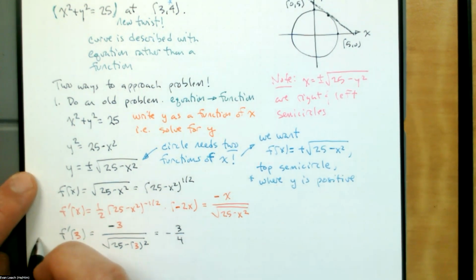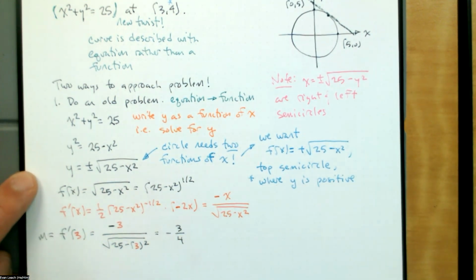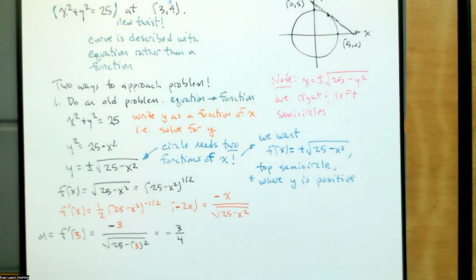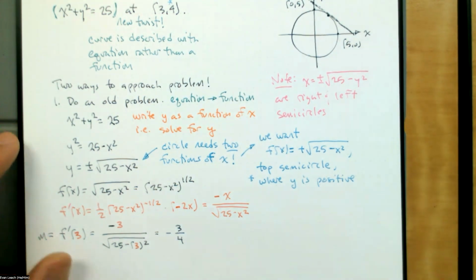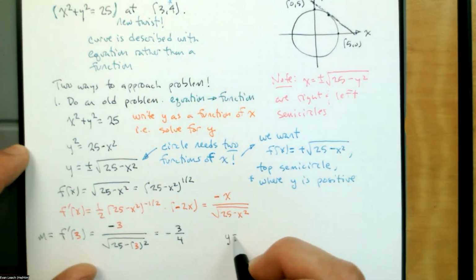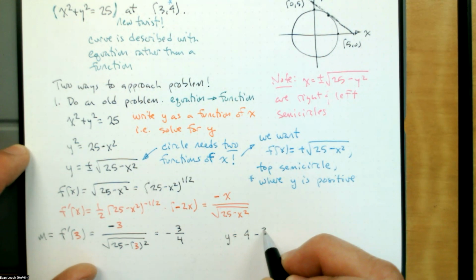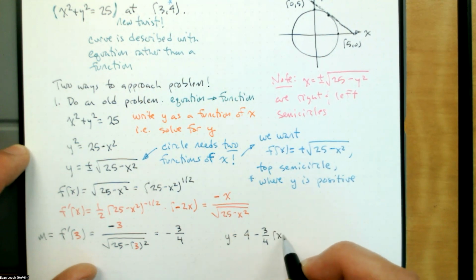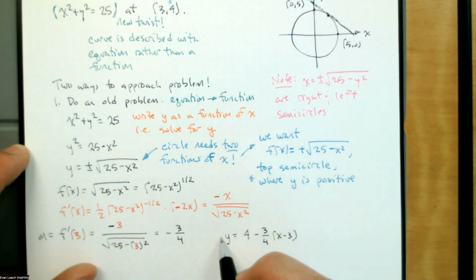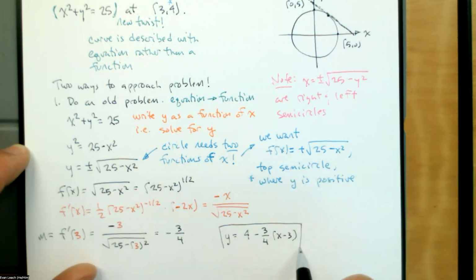That's going to be our slope, just like we always do. Take the derivative, plug in the point, that's your slope. The point is (3, 4). So we can write the equation of the line: y equals 4 minus 3/4 times x minus 3. There's a line containing the point (3, 4) with a slope of negative 3/4.